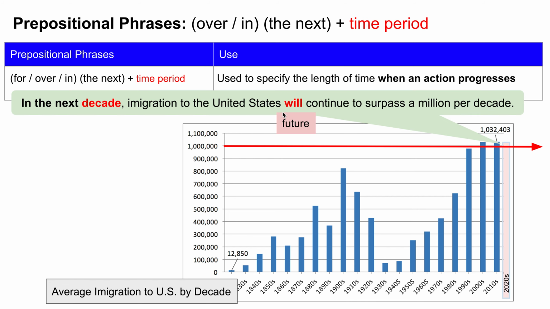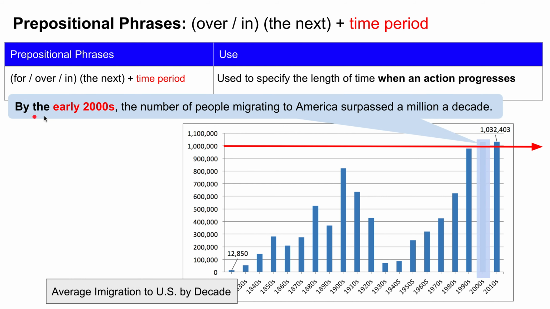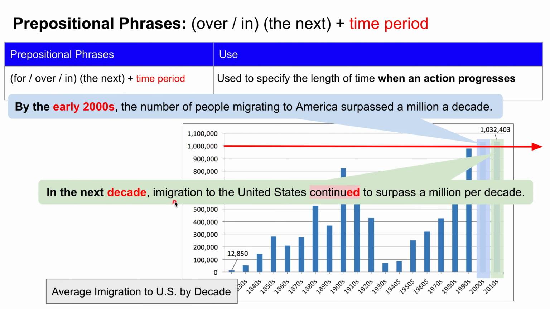We don't just use the next for the future. We can also use it for the past. But in this situation, you're going to be looking at two sentences. So for example, by the early 2000s, the number of people migrating to America surpassed 1 million per decade. Then in the next decade, immigration to the United States continued to surpass 1 million per decade.